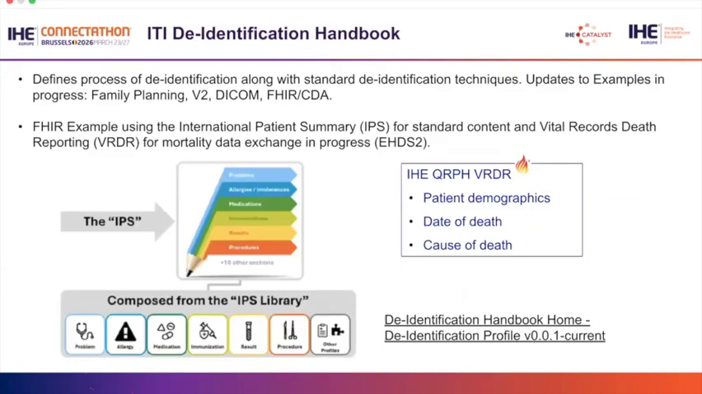The de-identification handbook, just a slide on that because we've been participating and contributing to the secondary use case as an example of FHIR-based de-identification. And family planning also came out of QRPH. They support a DICOM example. We'll be updating a V2 example. And actually the FHIR and CDA process is really the same. It's just the mapping that's different.